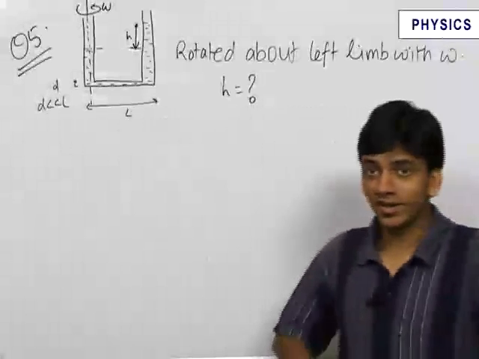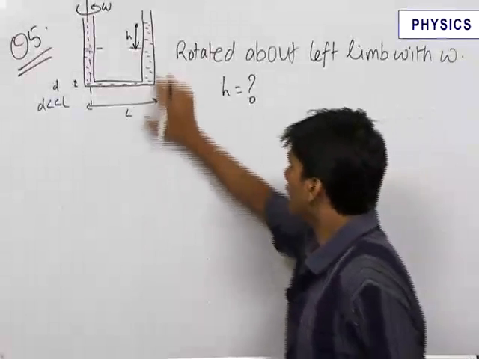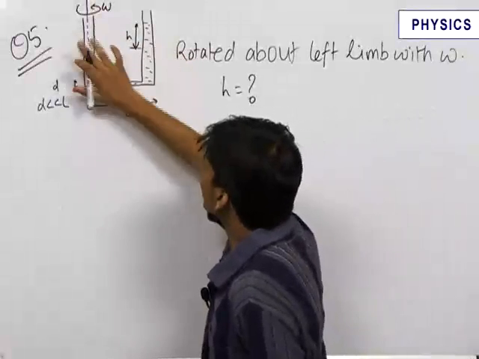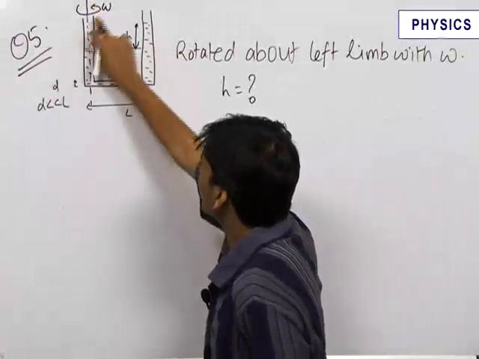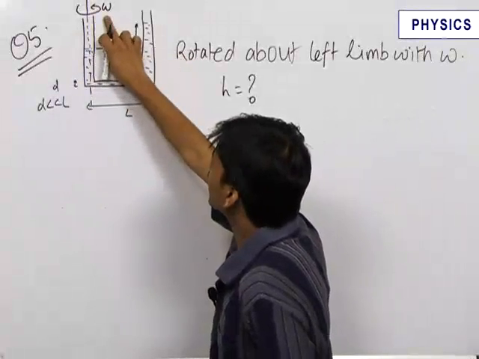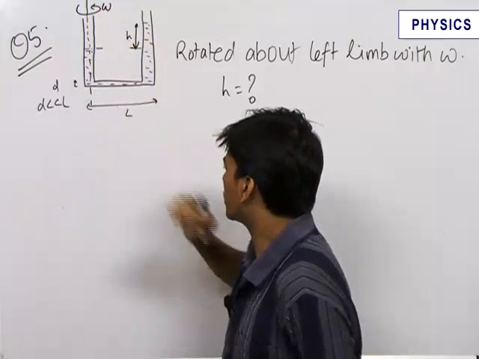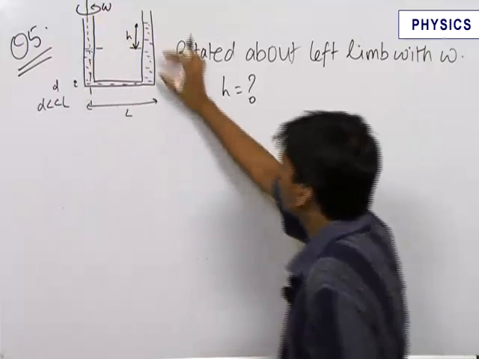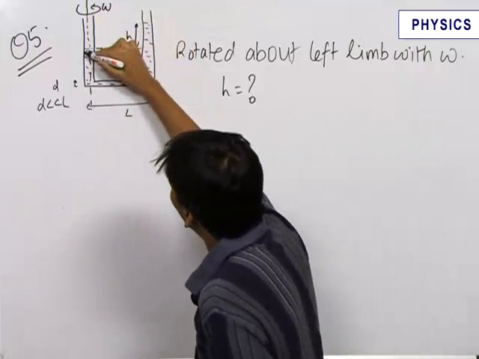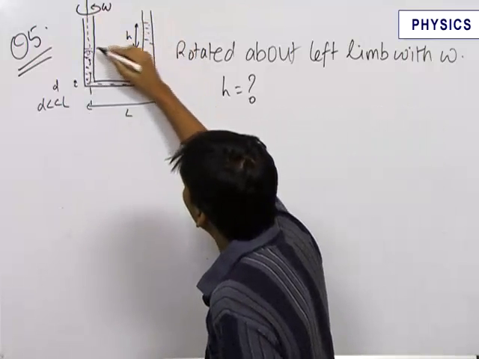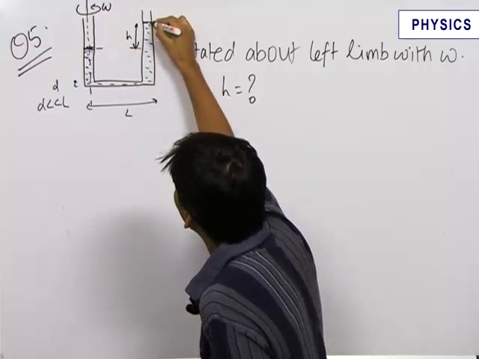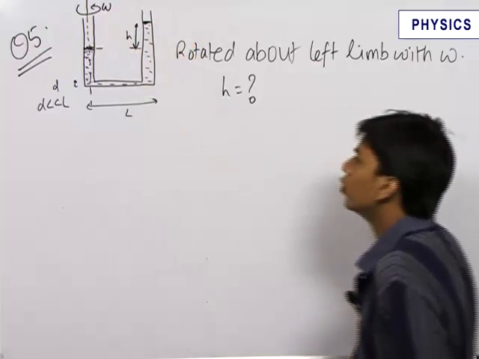So here's another interesting question. Here's a tube which is rotated about its left limb with angular velocity omega. The diameter of this tube is very negligible as compared to L. We need to find out the difference in height of the liquid in the two limbs of the tube.